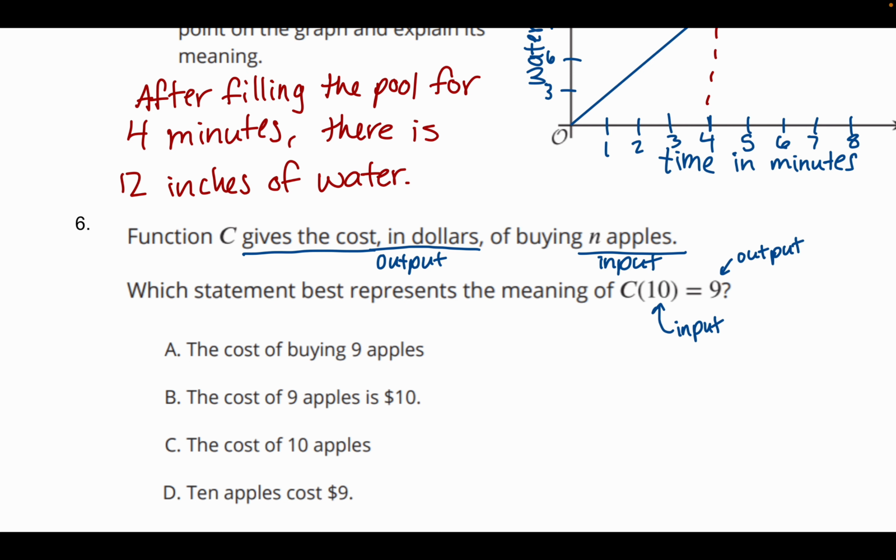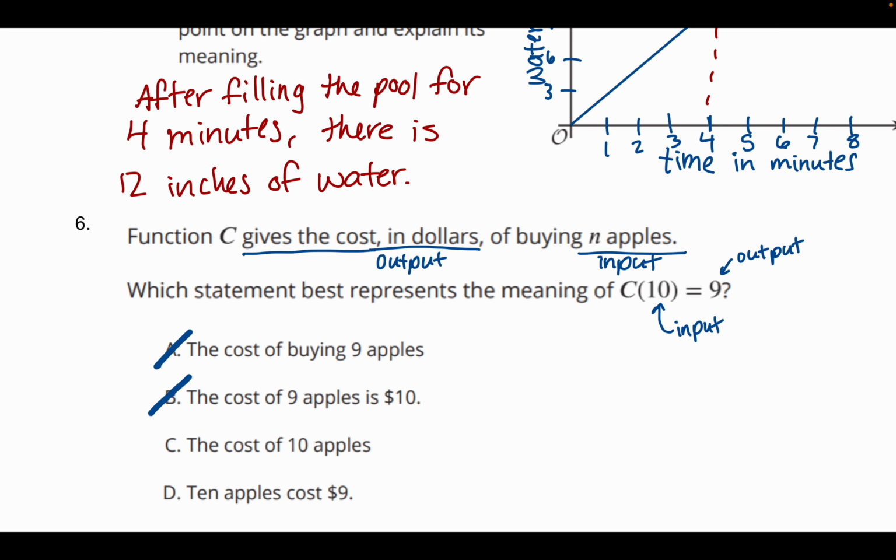So if I was not looking at my options, this would read to me in English words, the cost of 10 apples is $9. And let's look at our options. So our first option is just the cost of buying 9 apples. Well, we're not buying 9 apples, we're buying 10. So it's not this one. The cost of 9 apples is $10. Not quite, that has our numbers switched around. The cost of 10 apples is $9, so it's not B either.